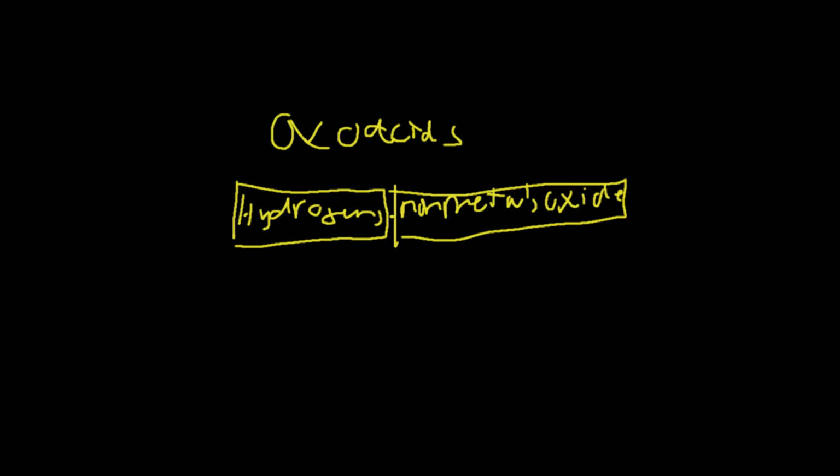Do not count the non-metal oxide and the hydrogen as one piece, because remember, there are different pieces inside of these reactions. Inside this oxoacid, there are two different pieces: the hydrogen, and the non-metal oxide. So that's the two different pieces. Do not confuse them and do not take them as one entire piece of the reaction.